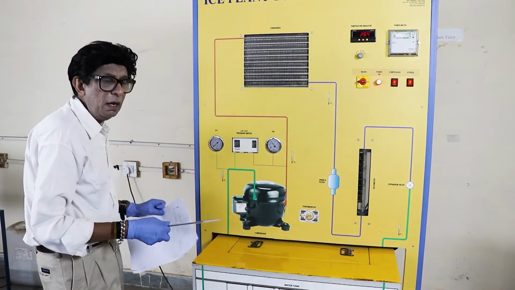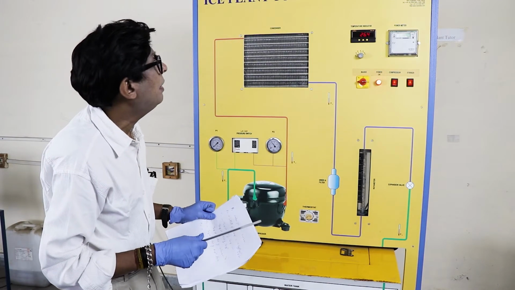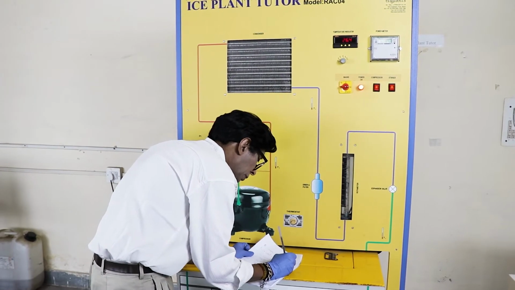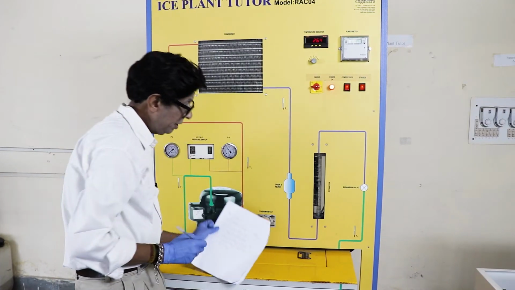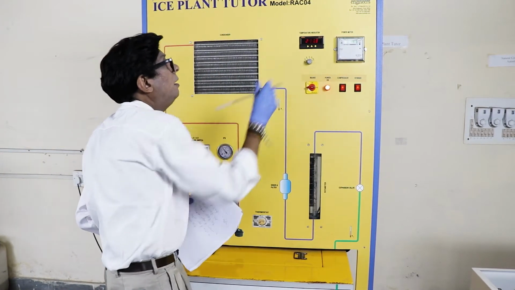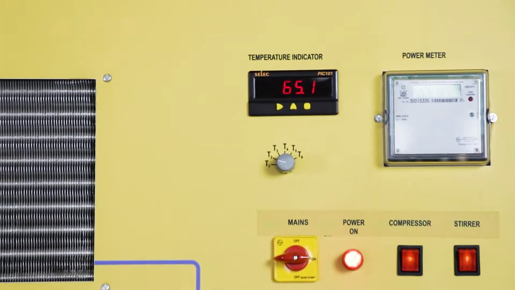The refrigerant coming out of the evaporator coil, its temperature is T1. So T1 is 26.4 degrees centigrade. So this is the T1 here. Now T2, this is to be rotated, so you get T2. T2 is the temperature after the compression process.